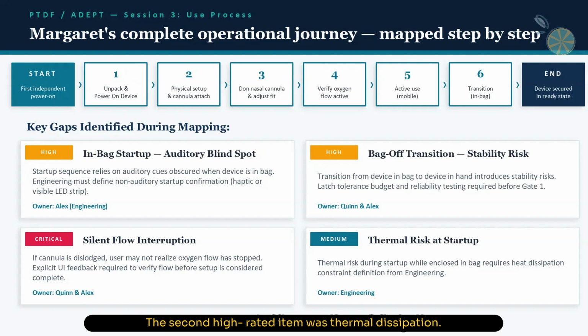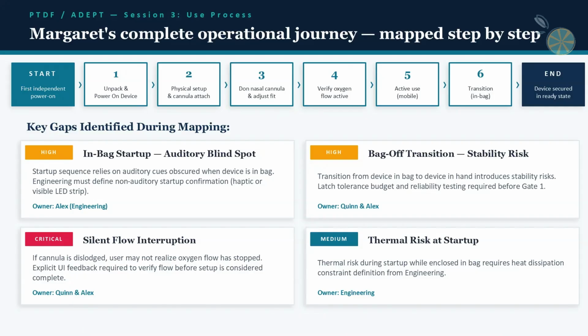The second high-rated item was thermal dissipation. Heat generated during continuous flow operation has to go somewhere, and where it goes affects the back surface of the device and how it interfaces with the bag. That's an architectural constraint, not just a thermal spec. It shapes the physical design of the device exterior.